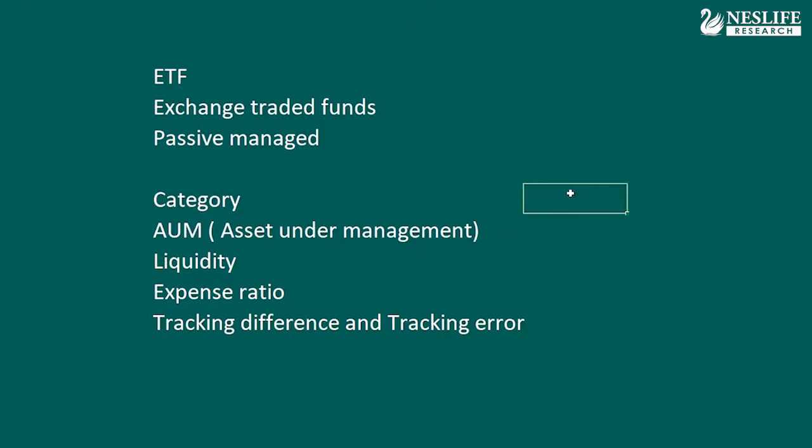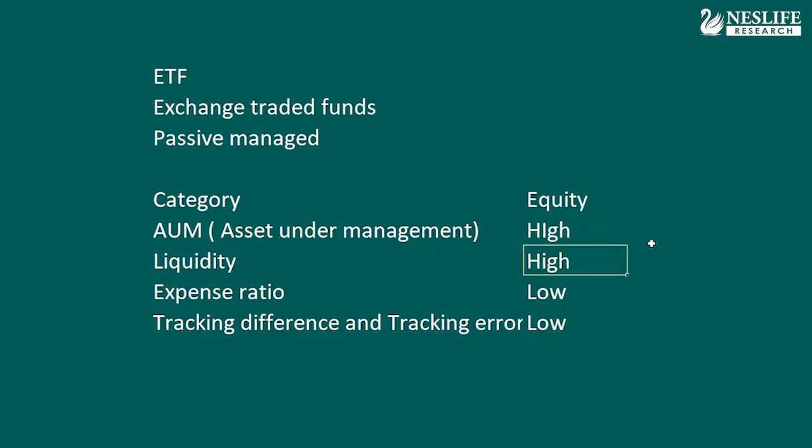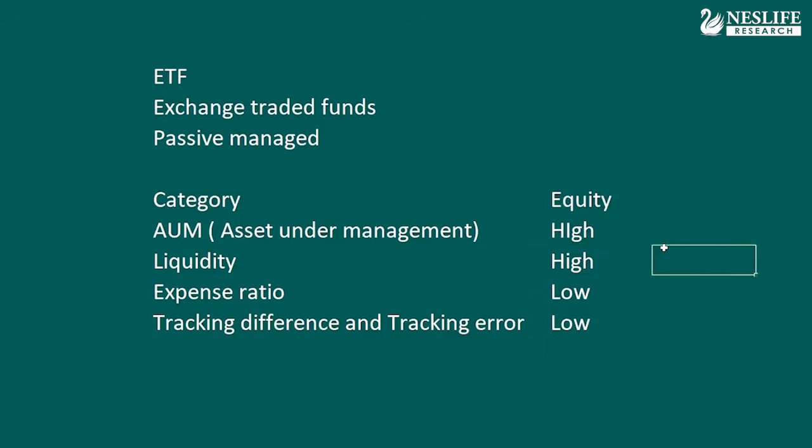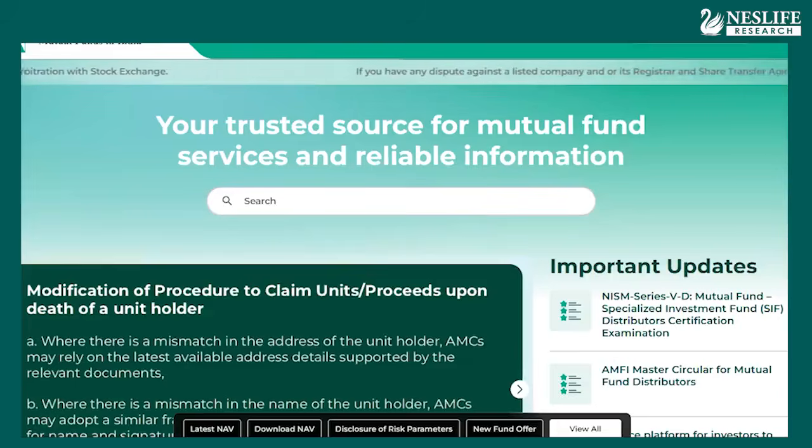Category under the equity, you find whichever has the highest AUM, then which has liquidity, which has a low expense ratio and low tracking error. High. Now, how much high? There is no standard, but when you compare with the peer group, you understand which is high and which is low. So let me show a website which our team has developed.